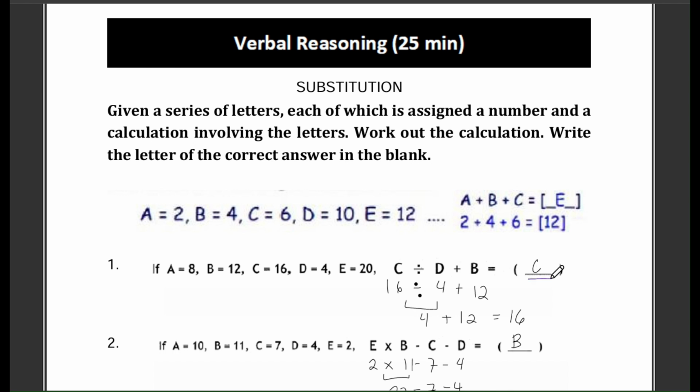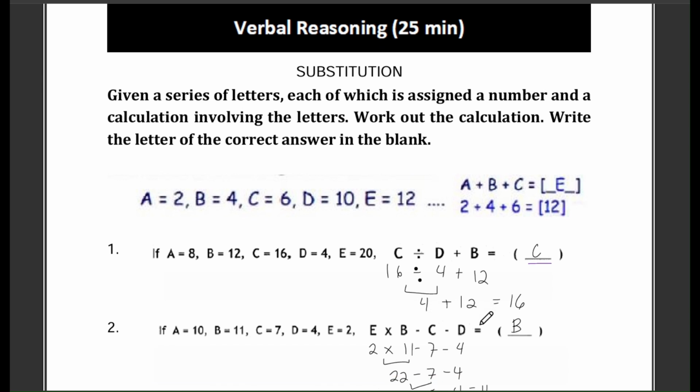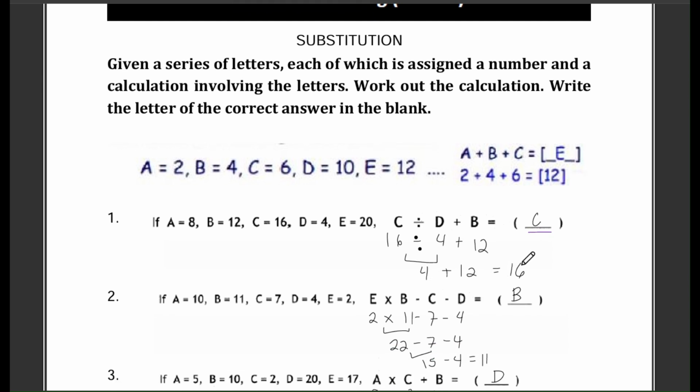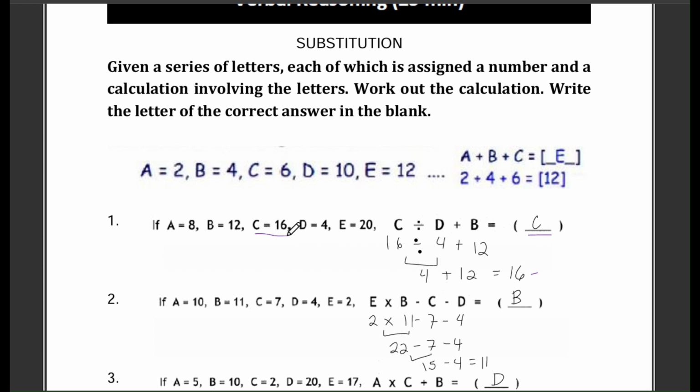Let's break it down. C is 16, D is 4, and B is 12. First, we solve C divided by D. 16 divided by 4 equals 4. Then we add B, which is 12. So 4 plus 12 equals 16. 16 matches the value of C, which means C is the correct answer.